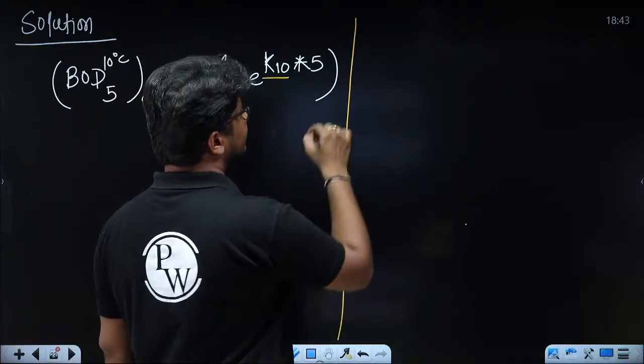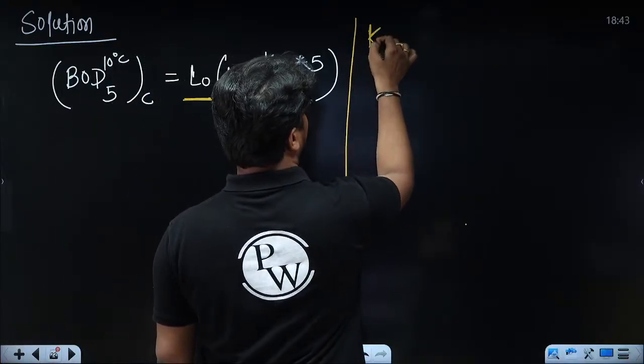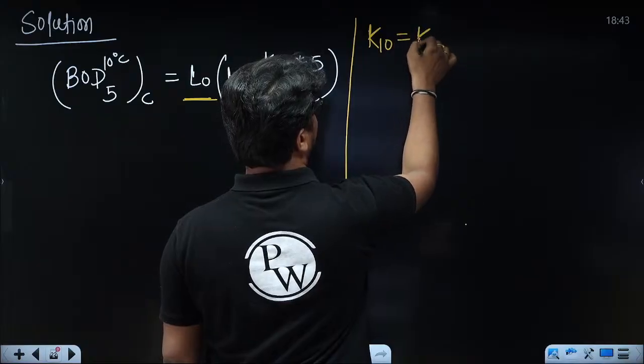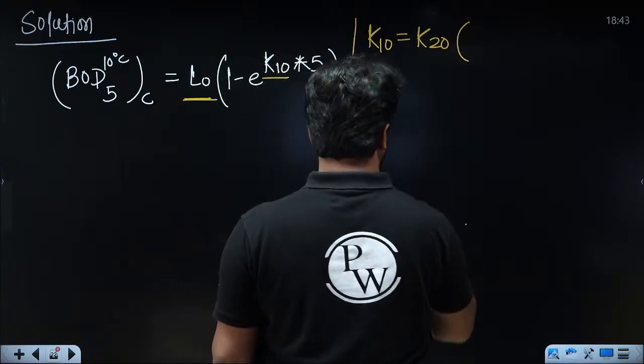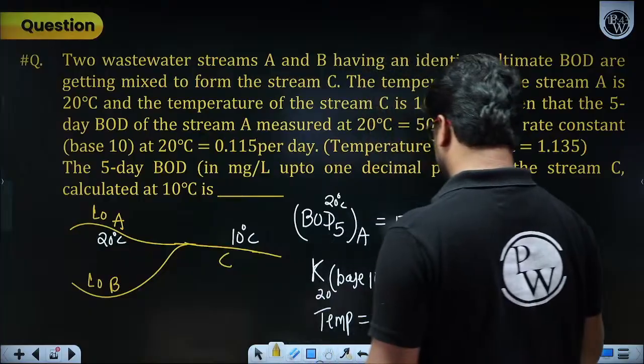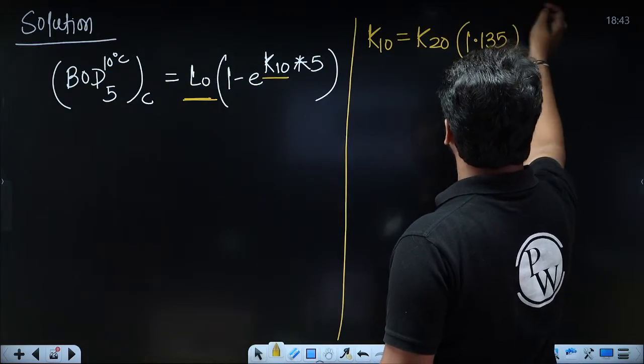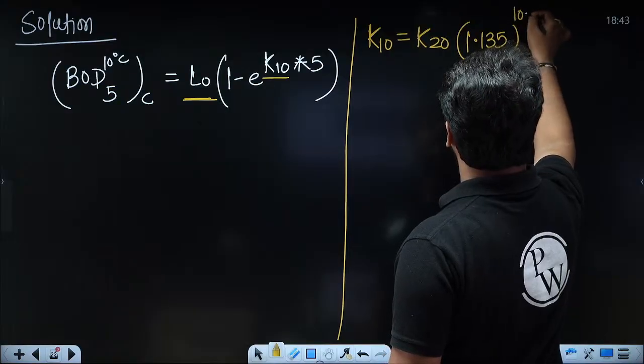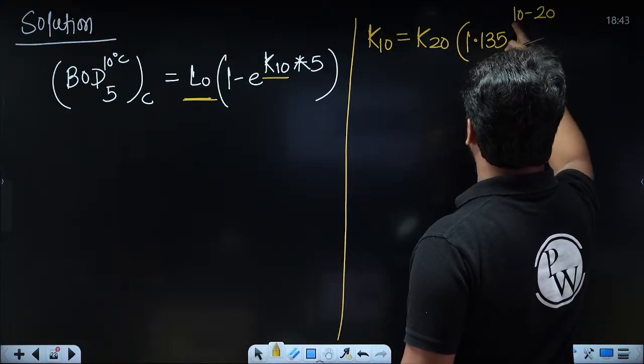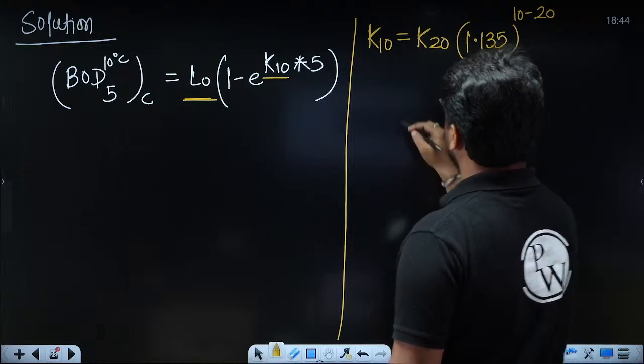So one by one. First, if I write K10, as we know, K10 will become equal to K20 into the temperature coefficient, which they have mentioned as 1.135 to the power of T minus 20. So T is 10 minus 20. T is the temperature, 10 degrees Celsius, and minus 20.